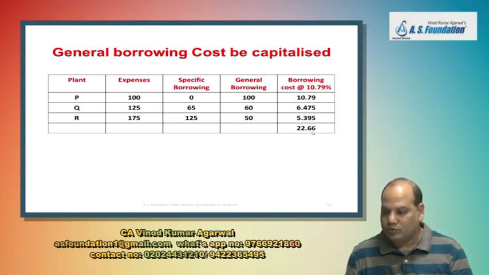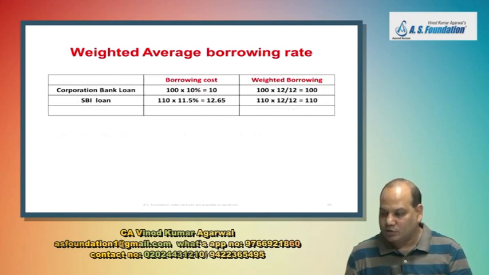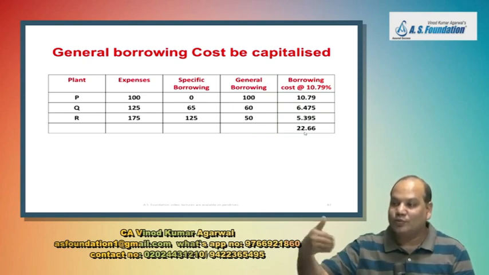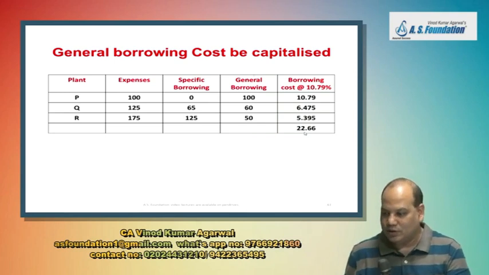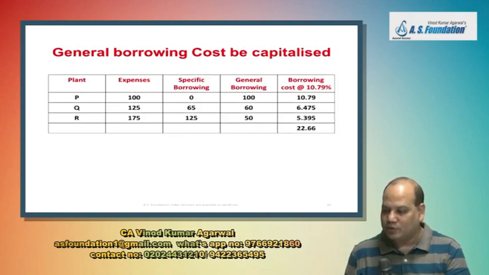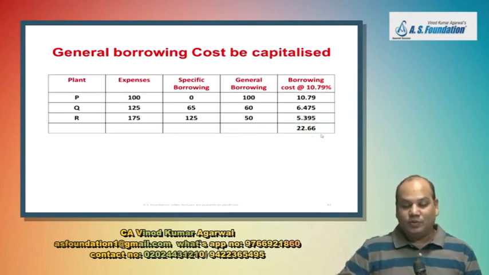And how much is the general borrowing cost you have calculated? Let me check. 22.65. And how much have you capitalized? 22.66. So I asked you to write this down just to tell you, if this number exceeds your actual borrowing cost of 22.65, then you have to go one more step. Right below, since the borrowing cost to be capitalized exceeds, in the exam, for the small difference you have to just adjust these two numbers and make it 22.65. Okay, but my purpose is different today.